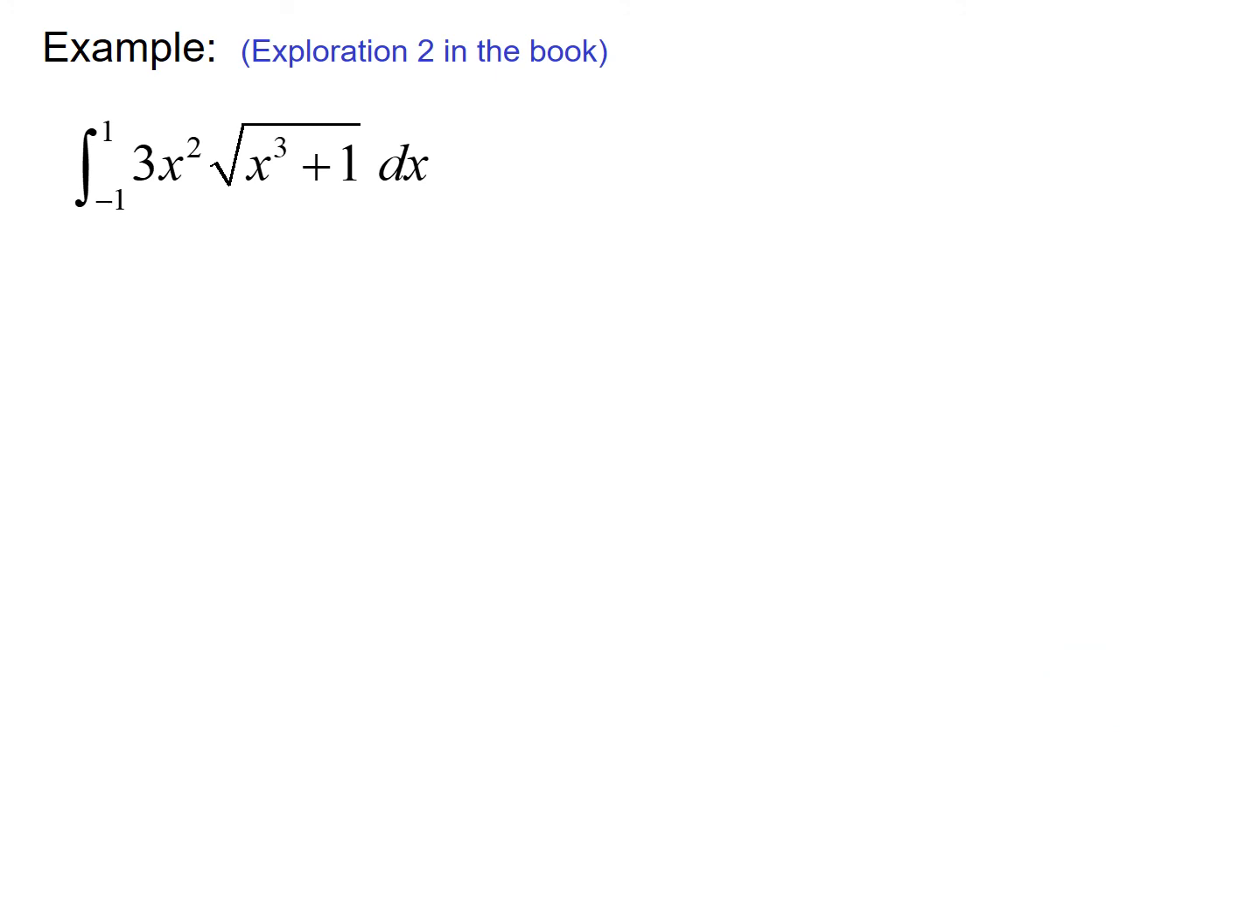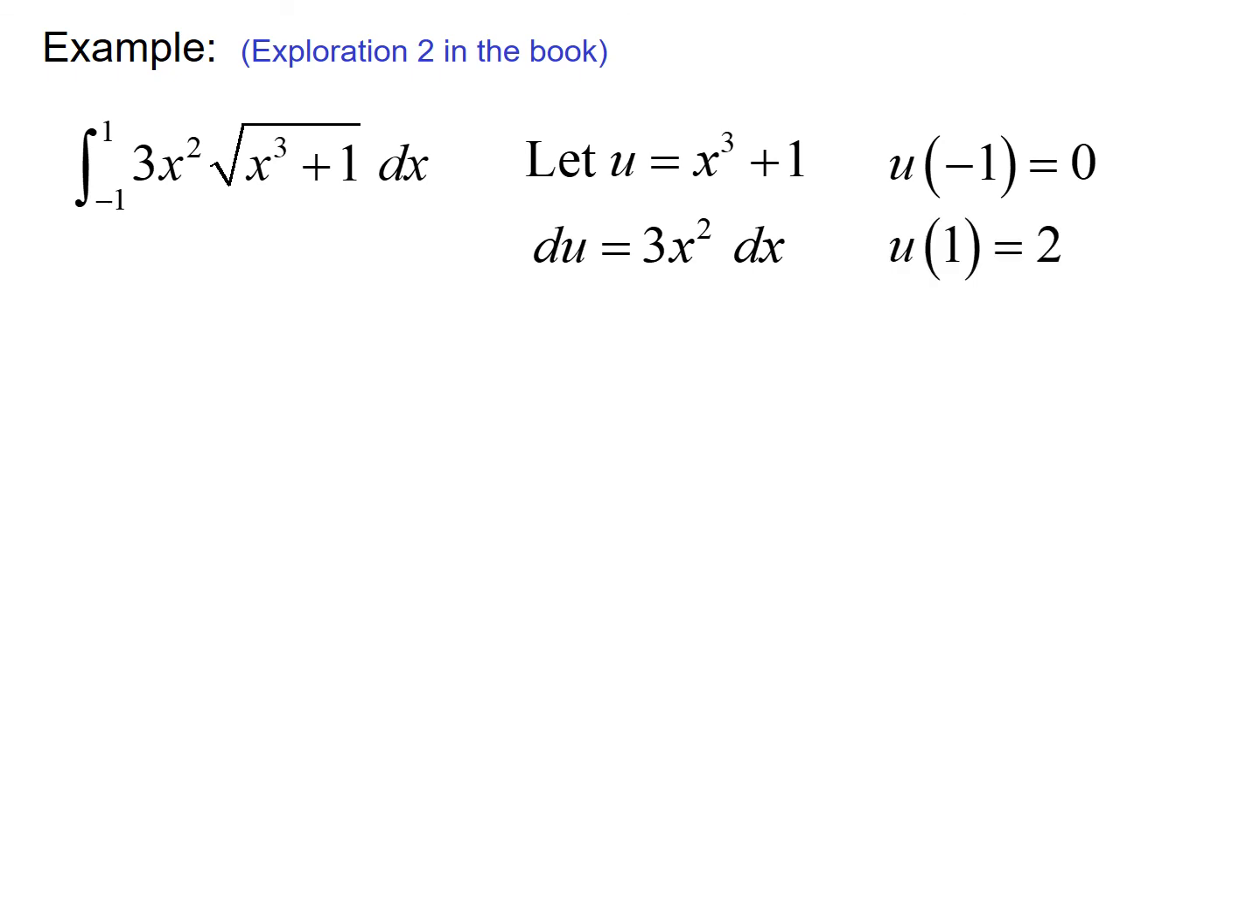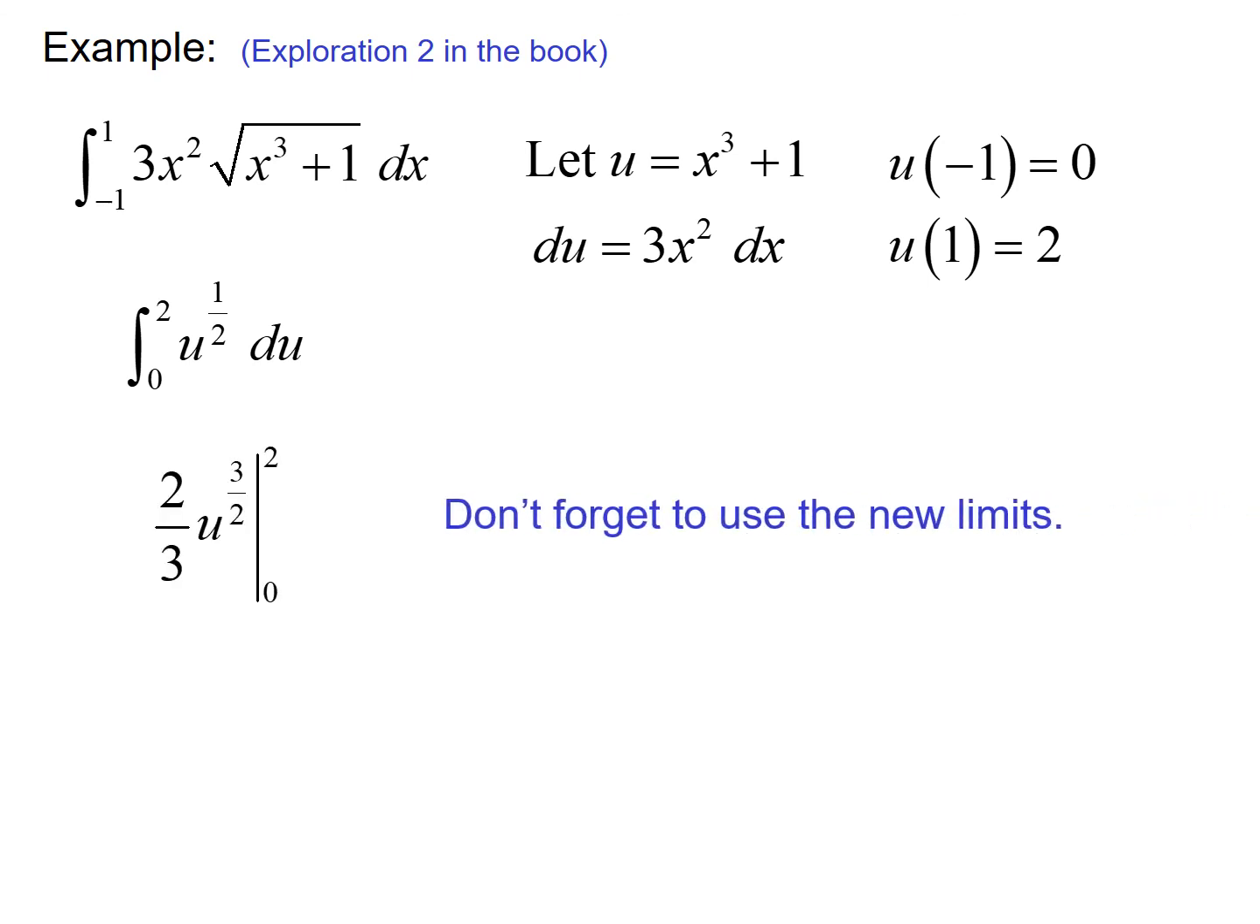Okay, we're trying to find a function and its derivative. The function I see is x cubed plus 1. The derivative is 3x squared. If I find new limits of integration, I'm going from x is negative 1 to 1, which means u goes from 0 to 2. Take the antiderivative using my new limits of integration, and I can simplify.